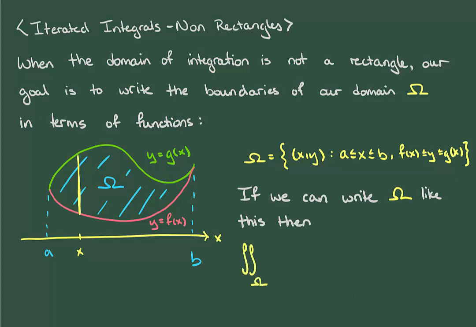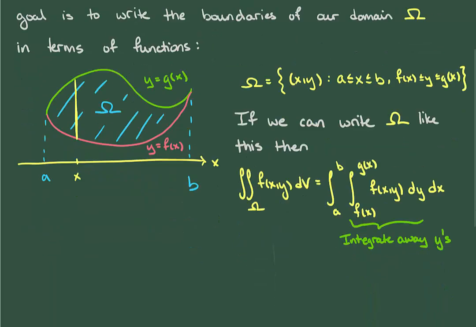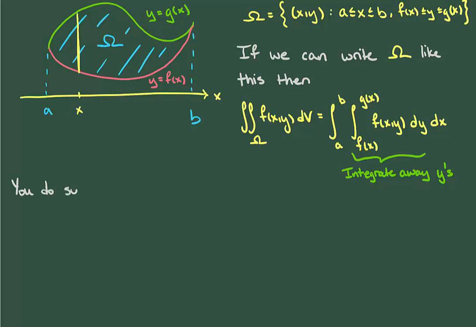If we can write omega in this form, then we can compute our integral using iterated integrals in a way that's very similar to what we did with rectangles, where notably the bounds of the y integral are now functions rather than numbers. And this integral still makes sense. If you think about what's happening in this inner integral, you'll notice that once we integrate, we plug in functions of x, and this causes all of the y's to disappear. This same sort of thing happens when we compute integrals in higher dimensions as well, but we're going to leave that to a different video.